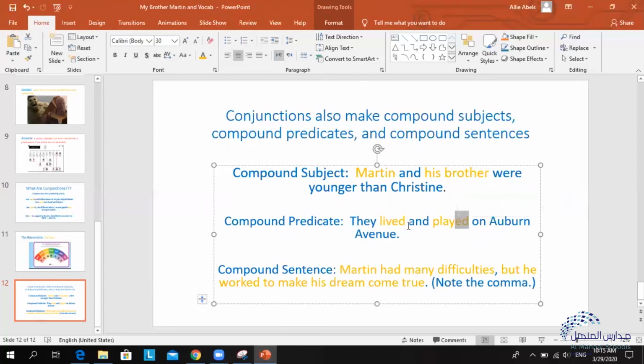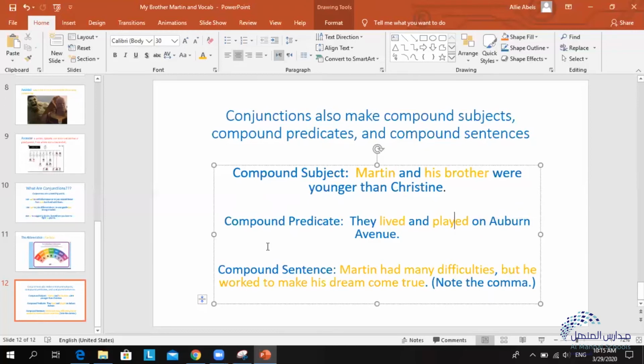So lived and played would be the predicate in the sentence, and "and" connects the two predicates, making it a compound predicate. So the conjunction "and" connects the first and the second predicate, and makes it a compound predicate in the sentence. So they lived and played on Auburn Avenue.